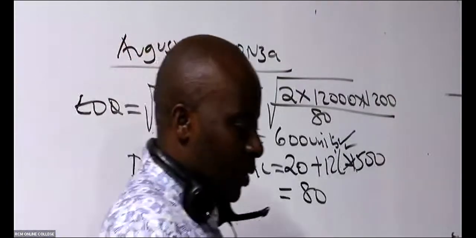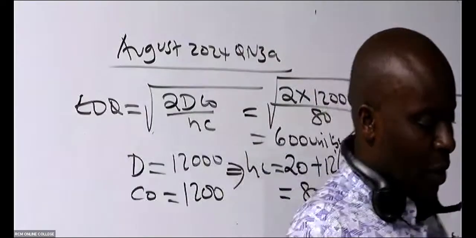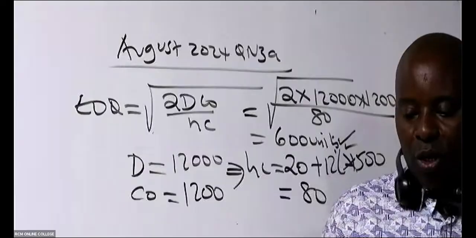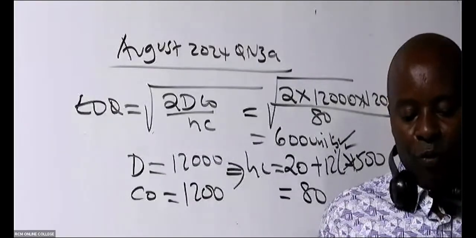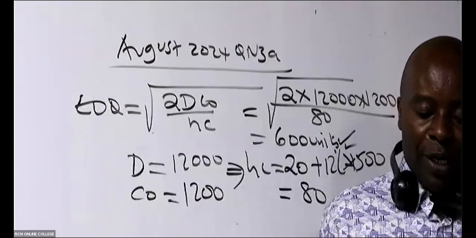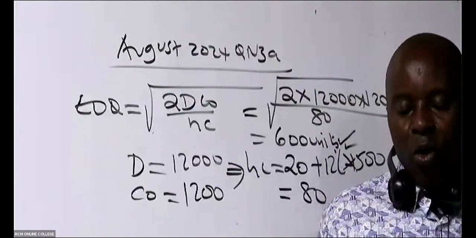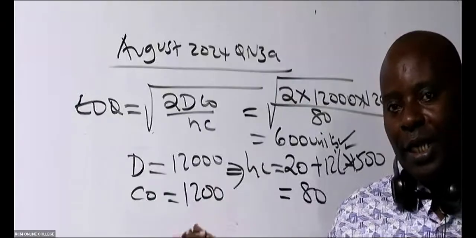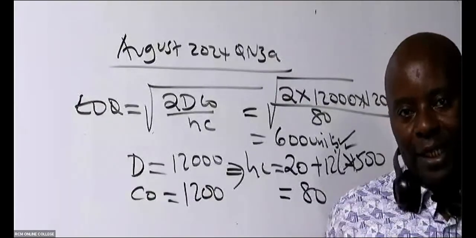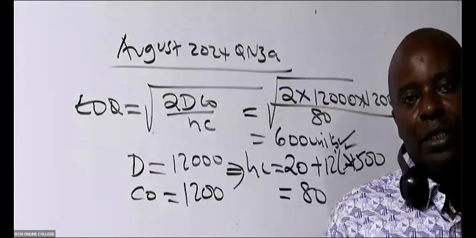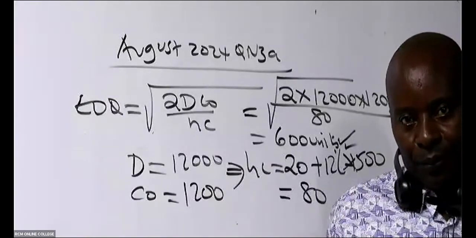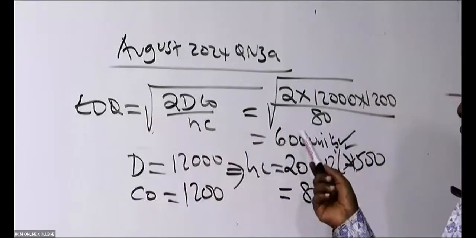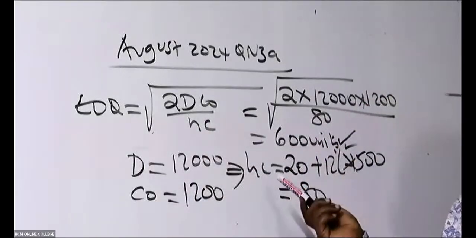Now, ladies and gentlemen, after that, then we shall be able to go to Roman 2. Roman 2 of this question, now they want us to advise the management of rice supermarket on the optimum order size. So do we work with this 600 or do we take advantage of those quantity discounts? Remember, we were procuring up to 2,500 units, which is the class that this belongs, no discounts.